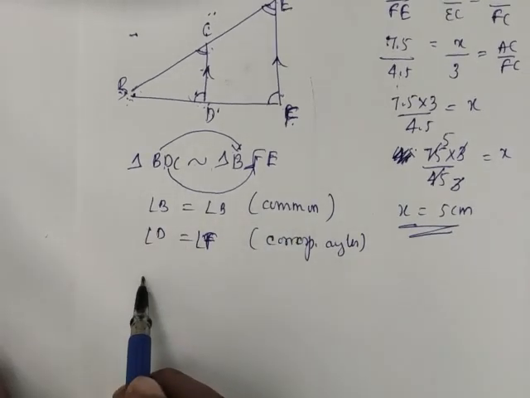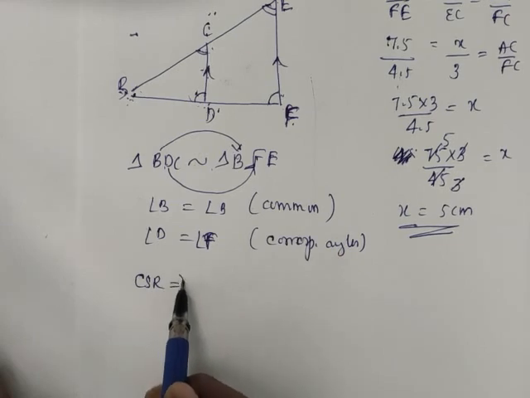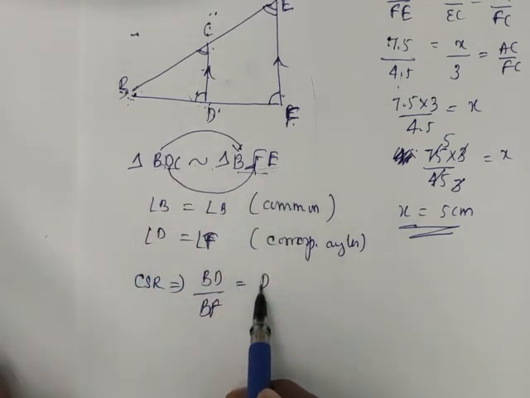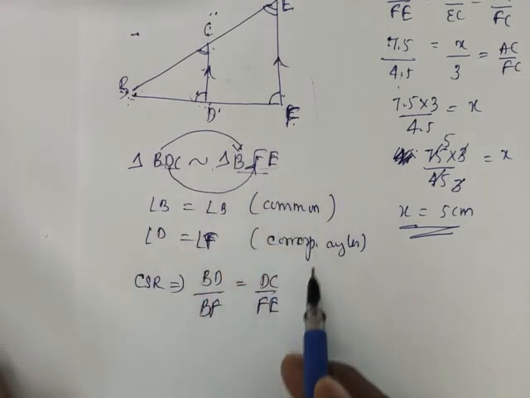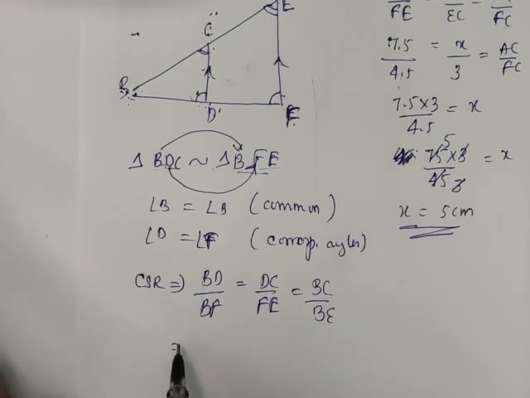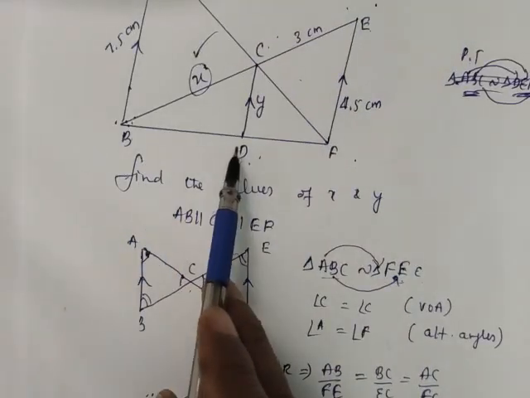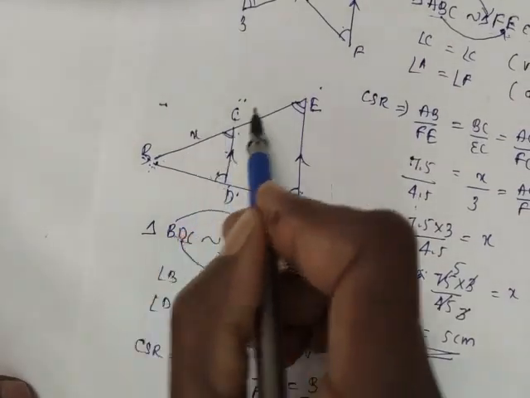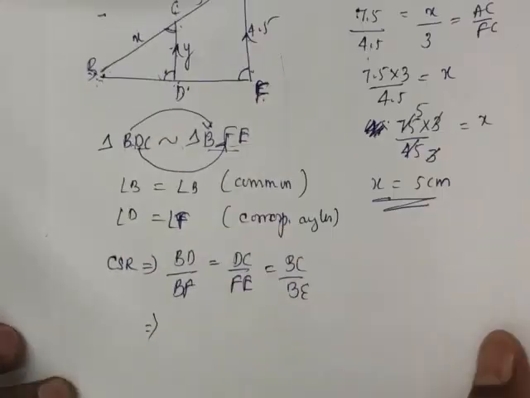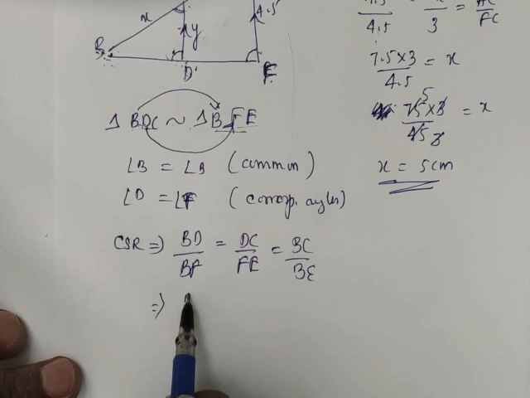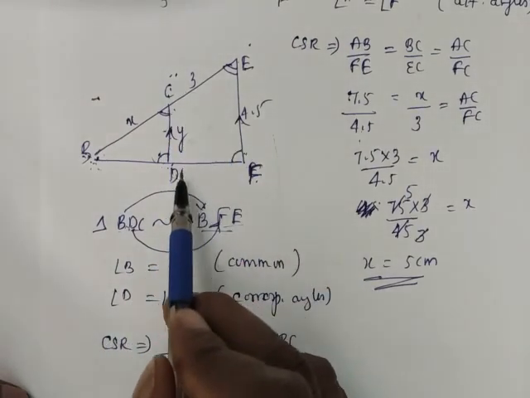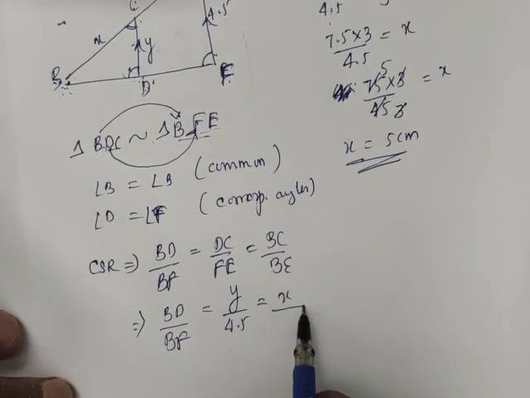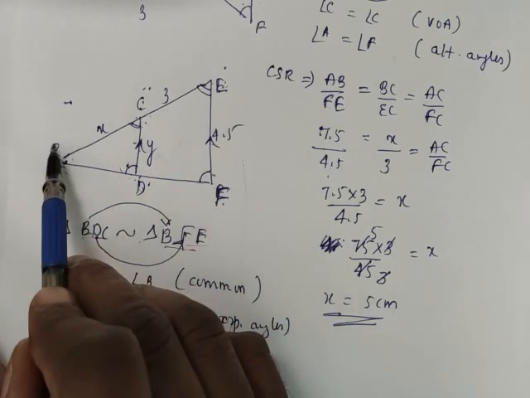Once these two triangles are similar, now let us go for the corresponding sides ratio. That is BD by BF equals DC by FE, and the last one BC by BE. We will refer to the diagram to substitute. From the diagram, BD and BF are both not known. BC is x, CE is 3, and y, 4.5. DC from the diagram is y, and FE is 4.5. BC is x, over BE. Understand, BE, not CE. CE is 3, but I want BE.